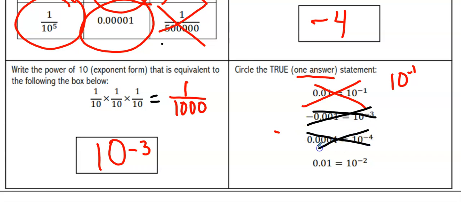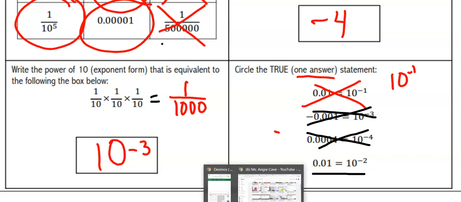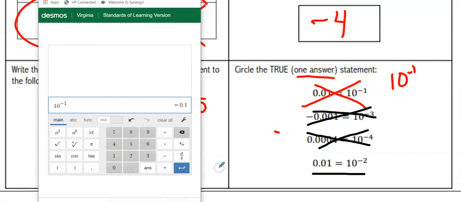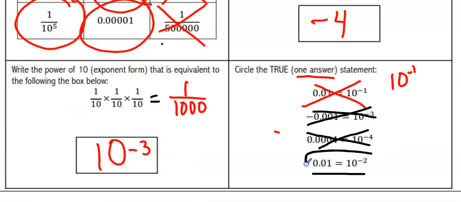When you have powers of 10, you're only going to have 10s or 1s. So let's check this one here. Let's see if this one's right. So again, I'm going to pull up my Desmos calculator, and I'm going to put in 10 to the negative 2 and see what decimal I get. And that's it. So that must be the correct answer.